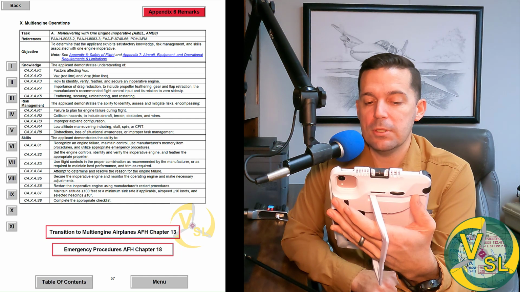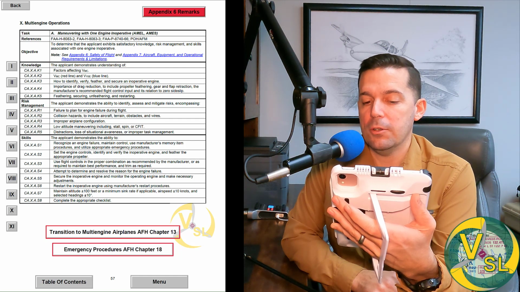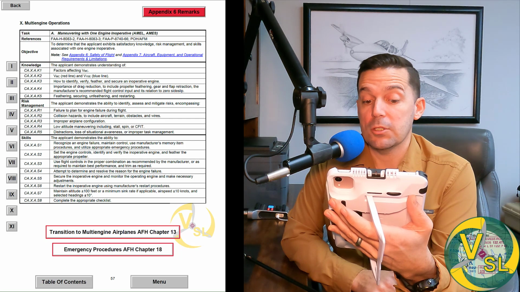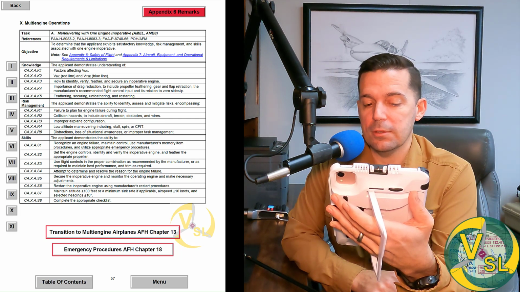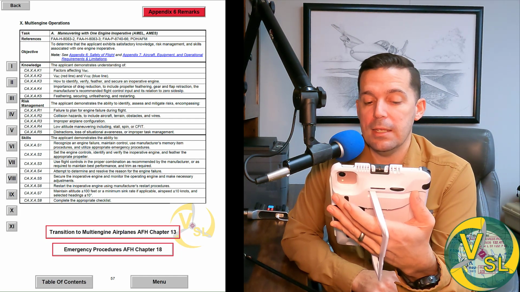Skill 4, attempt to determine and resolve the reason for the engine failure. Skill 5, secure the inoperative engine and monitor the operating engine to make necessary adjustments. Skill 6, restart the inoperative engine using the manufacturer's restart procedures. Skill 7, maintain altitude plus or minus 100 feet or a minimum sink rate if applicable, airspeed plus or minus 10 knots, and selected heading plus or minus 10 degrees. Skill 8, complete the appropriate checklist.